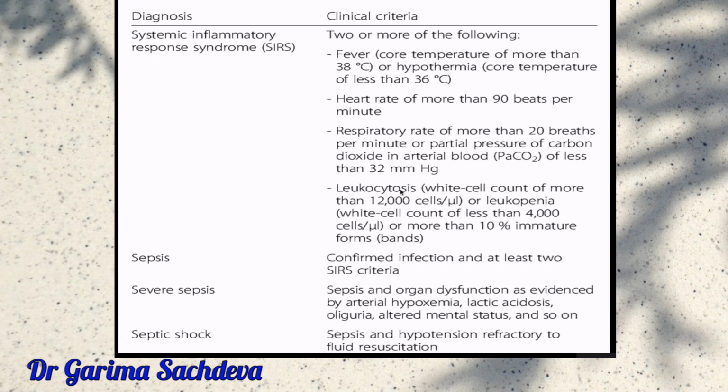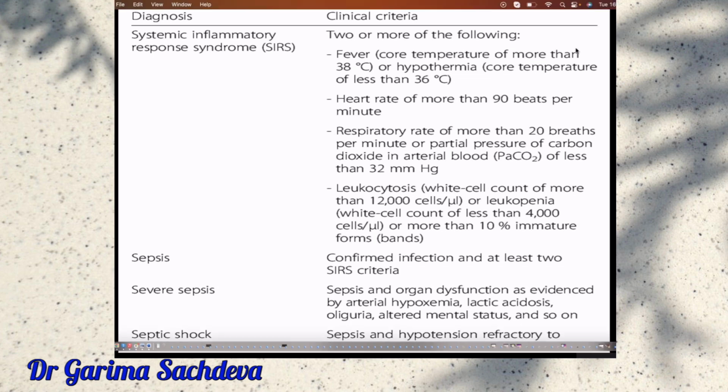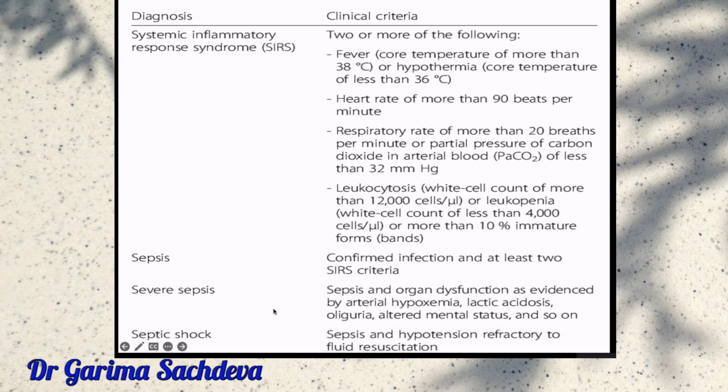So, how can it be documented? Either there is blood culture positive, urine culture, or any of the cultures are positive, or on microscopy you have seen some bacteria. Okay. So, this is how you can confirm. Then what is severe sepsis? If there is organ dysfunction along with the sepsis, that is called severe sepsis.